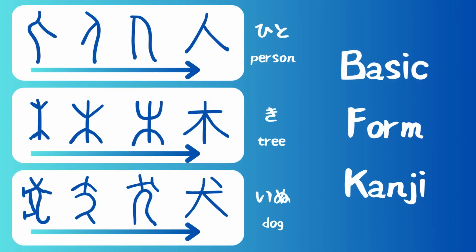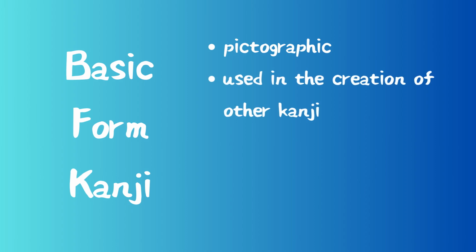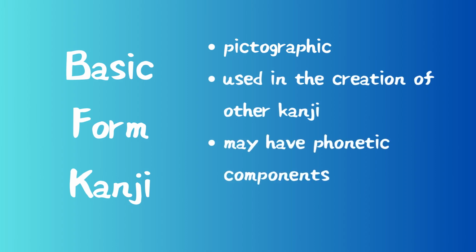According to Haben and Matthias, bushu are derived from what are called basic form kanji, which are simple shapes such as person, tree, and dog. These are the oldest kanji and have evolved from the original oracle bone script. Basic form kanji have the following identifiers. They are pictographic. They are used in the creation of other kanji. They may have phonetic components, and they have multiple meanings.